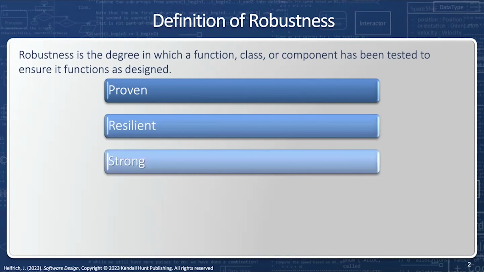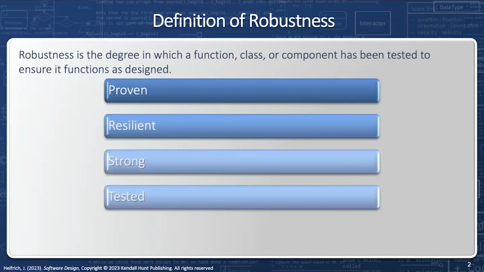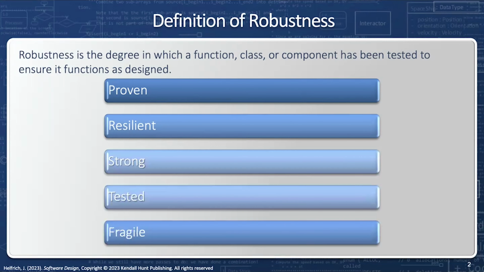One below that is strong. We've done systematic black box testing, which means we have a robust set of test cases, and we've run this through the public interfaces. One below that is tested. We've done rudimentary testing. And finally, fragile. We have not done any systematic testing, or no testing at all. So let's take a look at some examples of these.